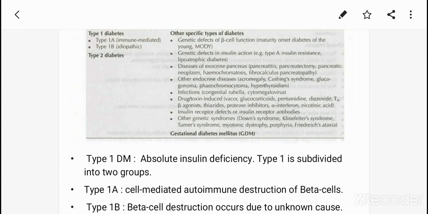There are diseases of the exocrine pancreas like pancreatitis, pancreatectomy, etc. Then other endocrine diseases like acromegaly, Cushing syndrome, pheochromocytoma, and infections like congenital rubella and cytomegalovirus. Drug or toxin induced diabetes may be by glucocorticosteroids, thiazides, protease inhibitors, and insulin receptor defects or insulin receptor antibodies. And at the last, other genetic syndromes like Down syndrome, Klinefelter syndrome, and also Turner syndrome.